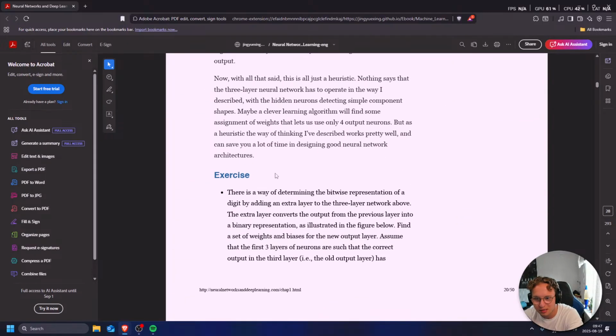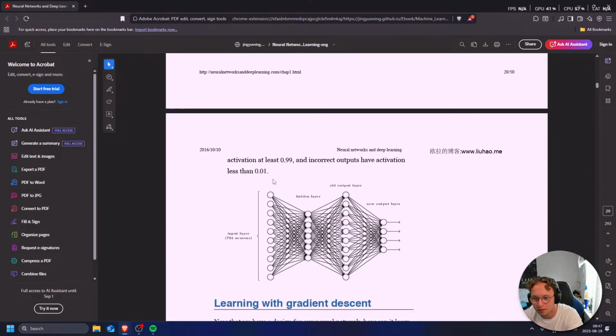I wouldn't do this exercise because it's super hypothetical and doesn't really work with real neural networks.